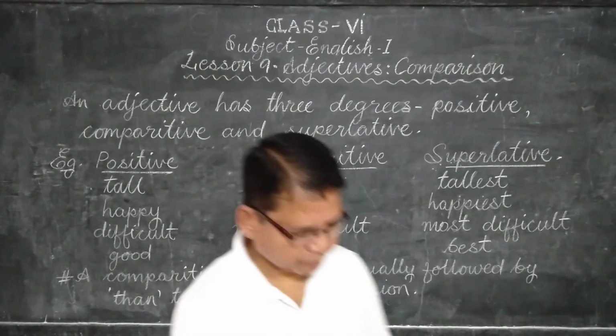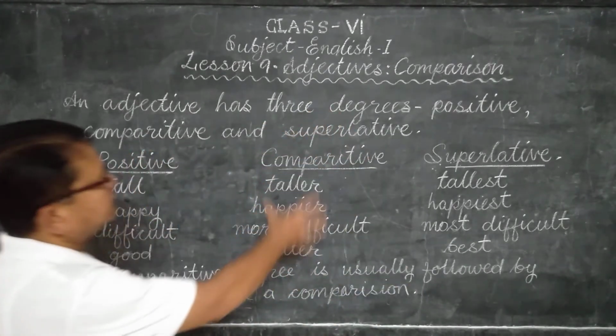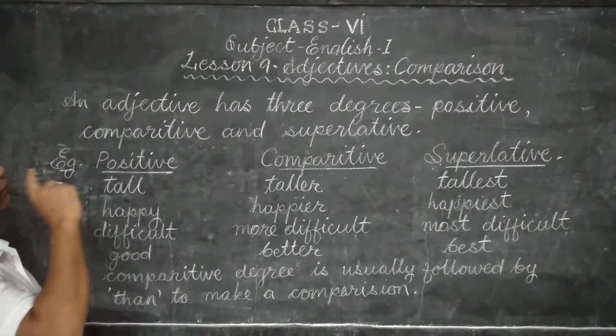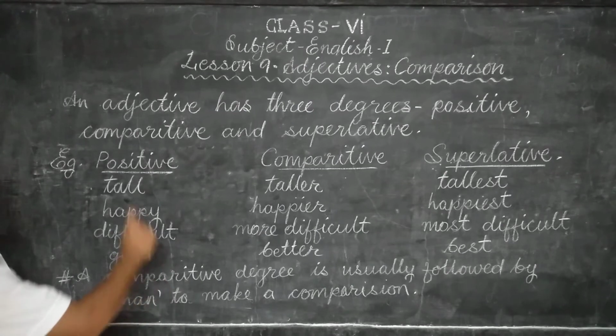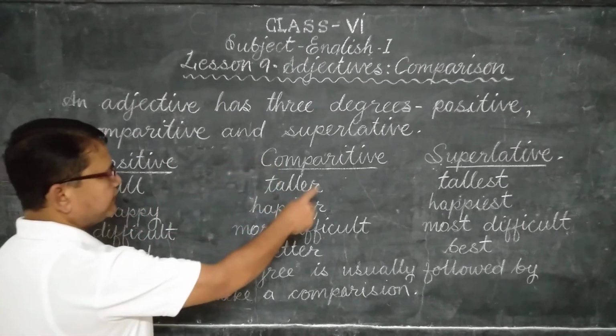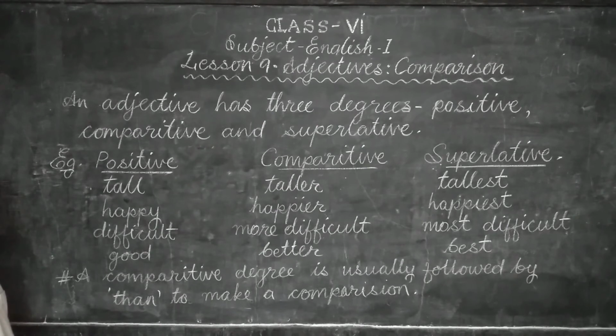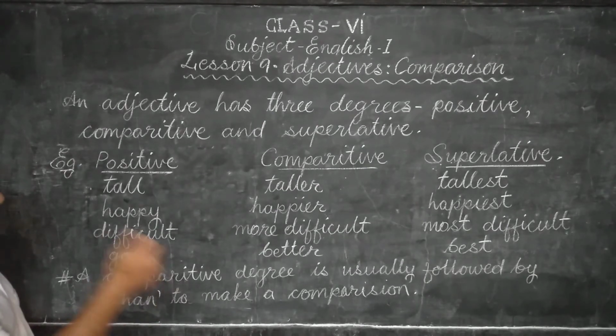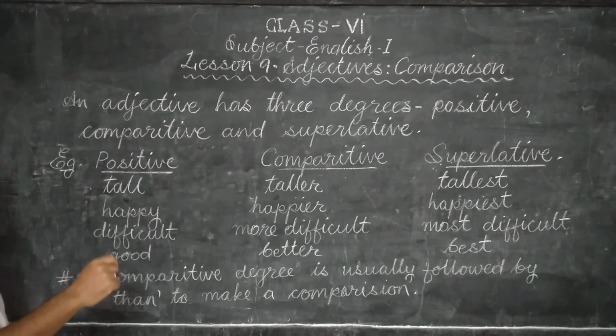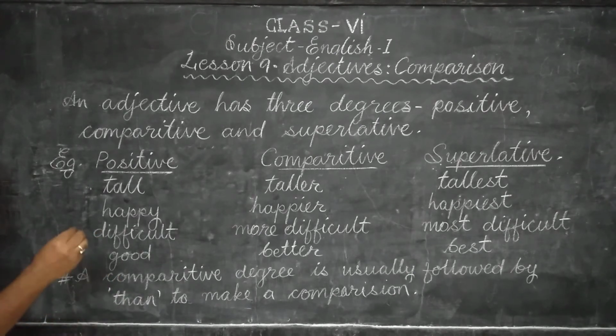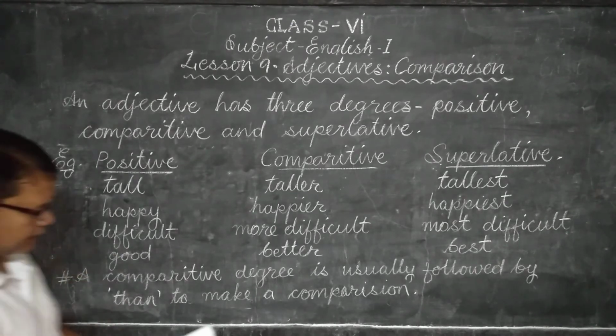Okay. So these are the main parts you should keep in mind. Adjectives have 3 degrees: positive, comparative, superlative. We can make comparative degree and superlative degree by adding ER and EST, IER and IEST. But in some cases you have to write more and most. In some cases you have to change the words totally.